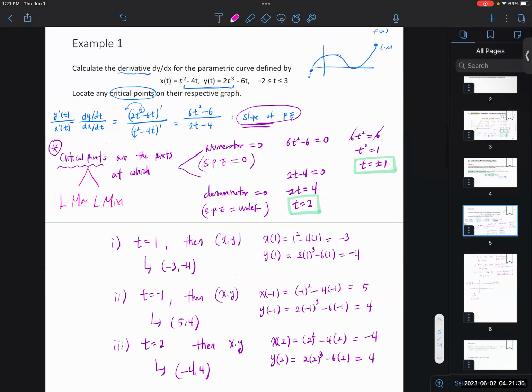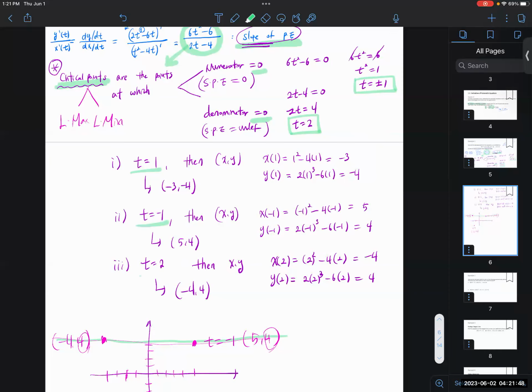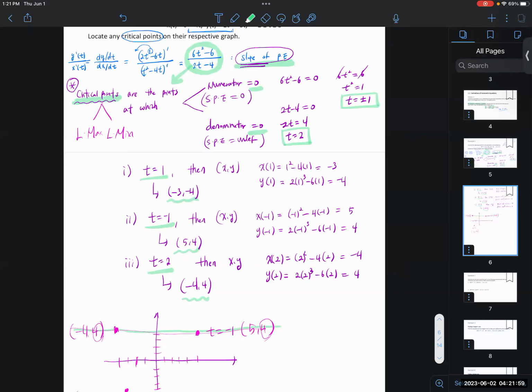So here, what I show you is the step: find the slope of the parametric equation. By using this slope, you can find the critical points where the numerator is equal to 0 and the denominator equal to 0. So you're going to find a couple of t. We have to find 3 different t. And then these are specific points where the local max and local min exist as part of the critical points. Okay, so let's take a look at a couple more examples like that.